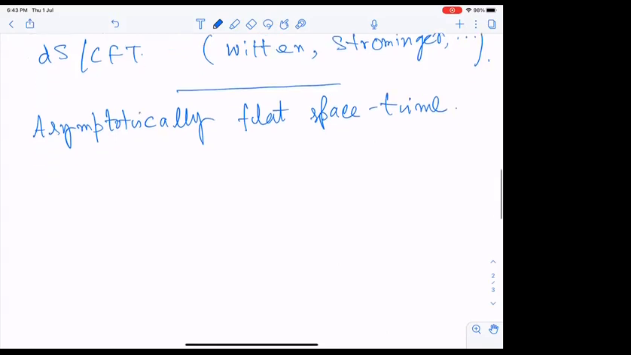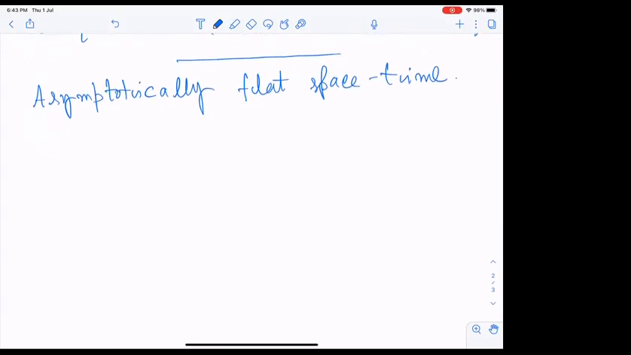Okay. So we can start with, for example, the Penrose diagram. Now, we can start with the Penrose diagram of the Minkowski space. So you have a diagram like this. So this is the Minkowski space.